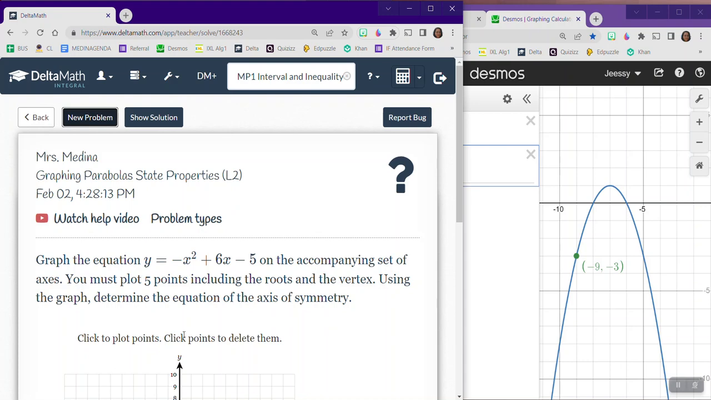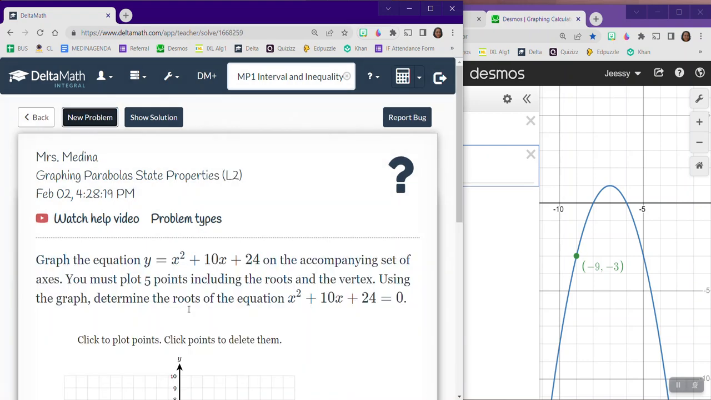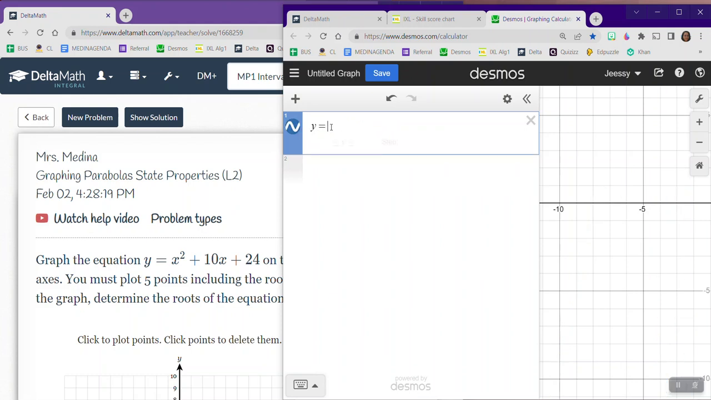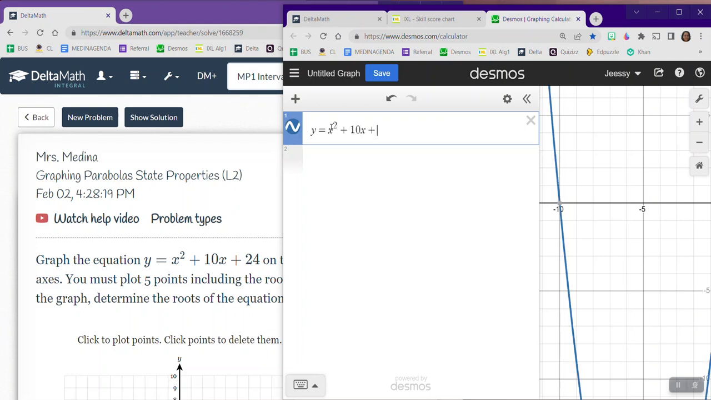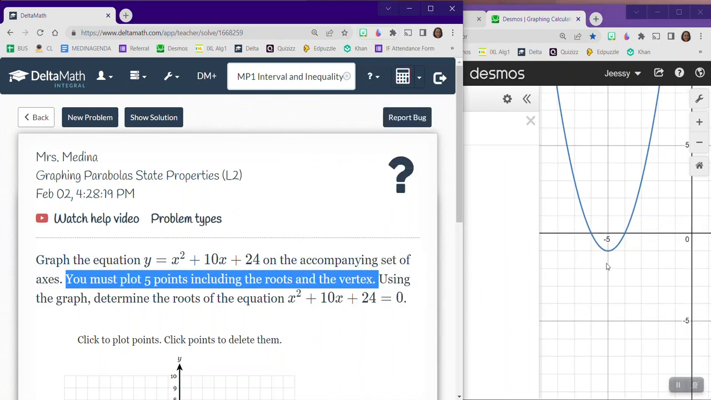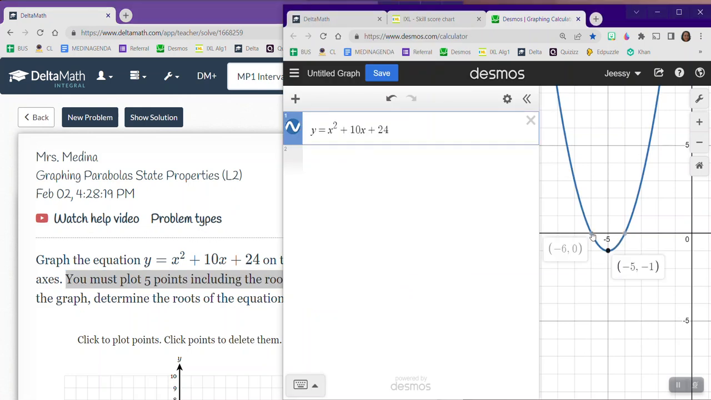Okay, we just did this one, equation of the axis of symmetry. Vertex, we did that one. Okay, one with the roots. Graph the equation y equals x squared plus 10x plus 24. There we go. And then it says you must plot 5 points, including roots and vertex. So, piece of cake. Here we go.